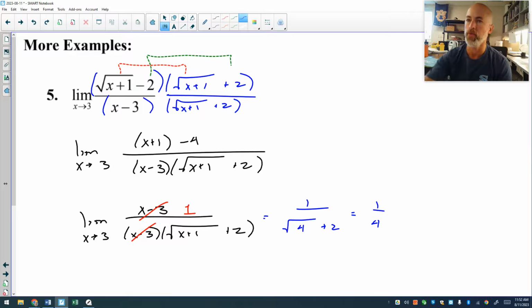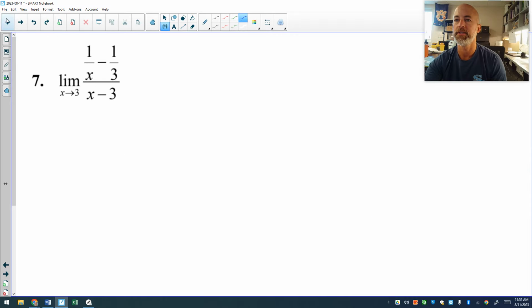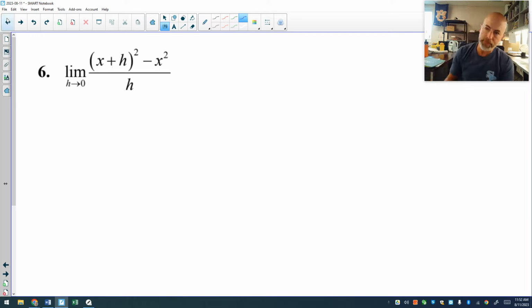So there we go. I think I have 2 more. 6 and 7, yes. All right, so 6. H approaches 0. Now pay attention. This is H approaching 0, not X approaching 0. So I'm going to substitute 0 for the H's. And if I do that, I'll have X plus 0 squared, so X squared minus X squared will approach 0. If I plug in 0 for that H, my denominator is approaching 0 as well. So this is indeterminate. I need to do some work until something cancels.